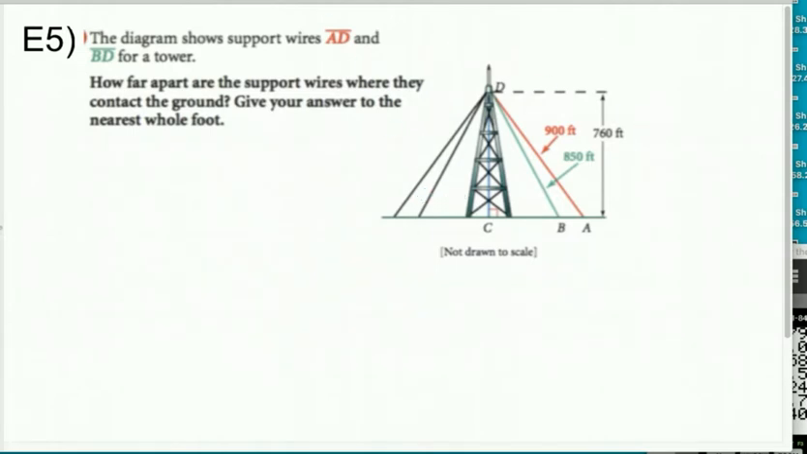So the issue here is that there are actually two triangles, right? There's this right triangle, the green one, right?